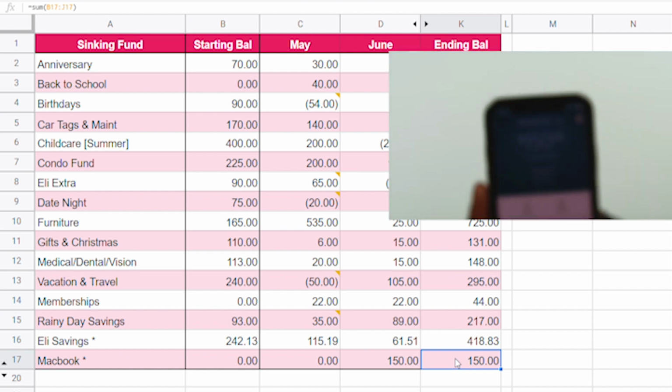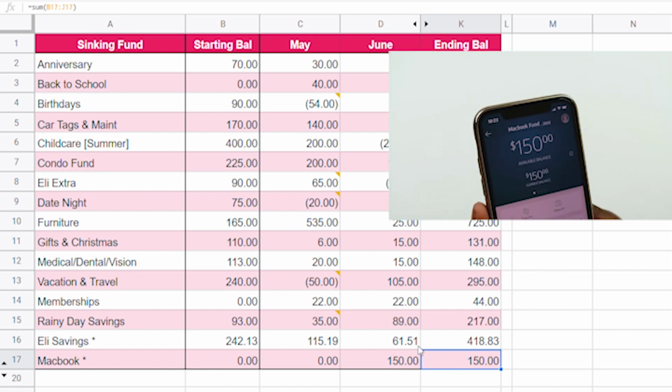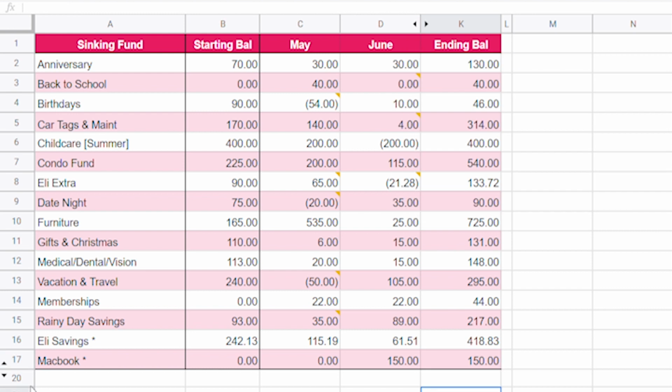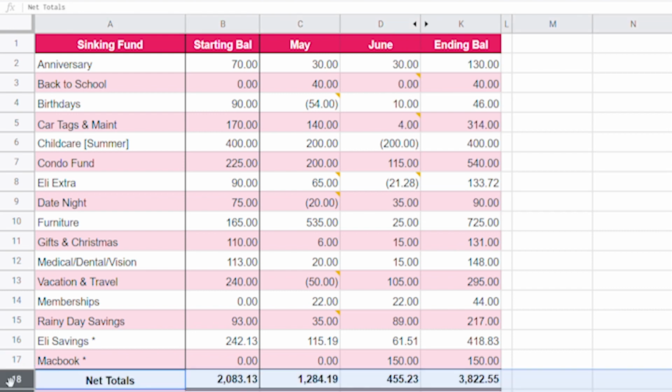Now this will earn a little bit of interest as well, so I'll go ahead and update that again once my interest hits, like on the 2nd or the 4th of the month. So if we go ahead and do the grand reveal, you can see my totals are all brought down to the end. So my overall ending balance across all 16 of my sinking funds is $3,822.55. So I'm going to go through how I set this up so that my numbers make sense to you guys so you can see where I'm going with this.